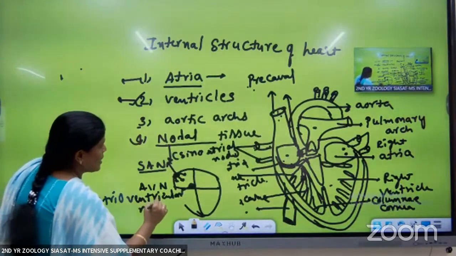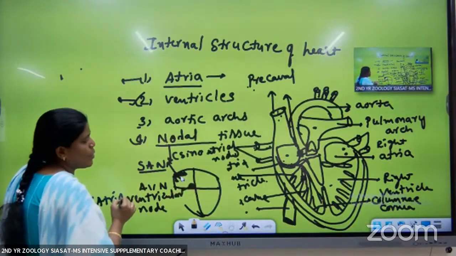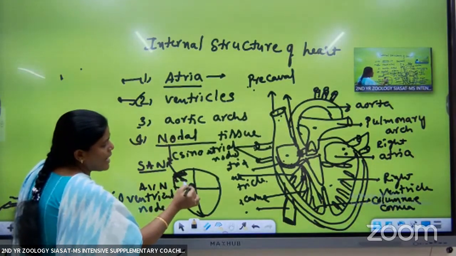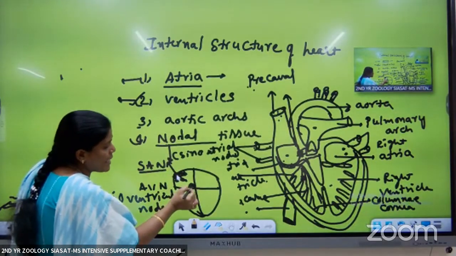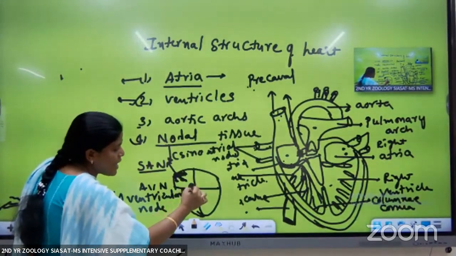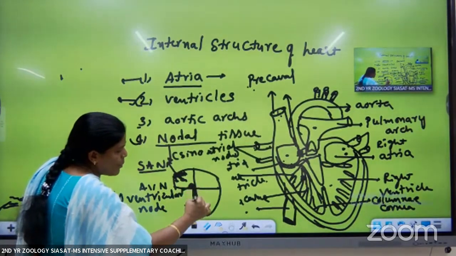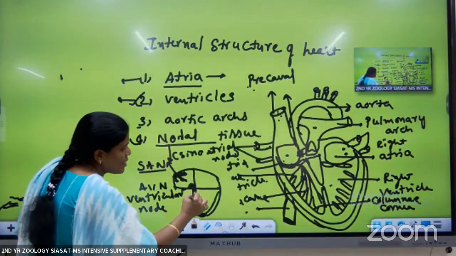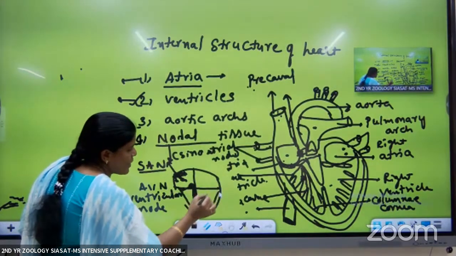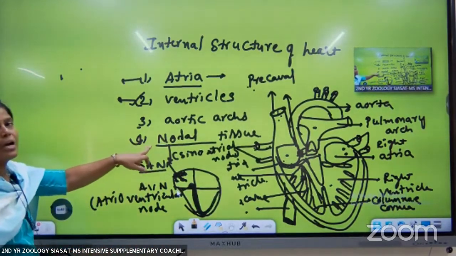Here the action potential is generated by the sinoatrial node, that is taken by the AVN. The AVN opens into the next, the bundle of His. First the bundle of His is bifurcated into two, and they go to the Purkinje fibers. Like this is the nodal tissue.